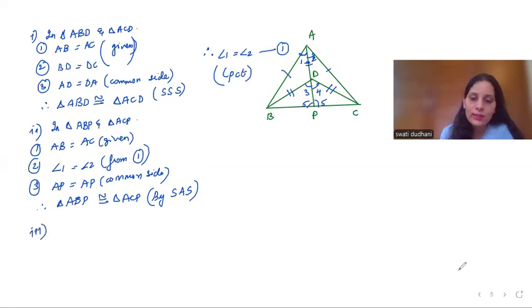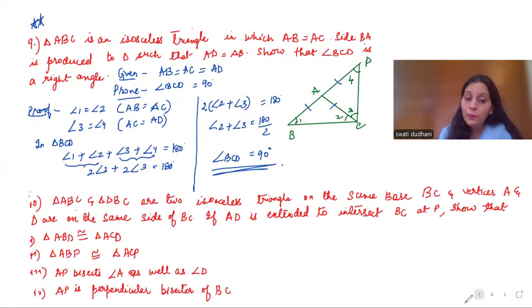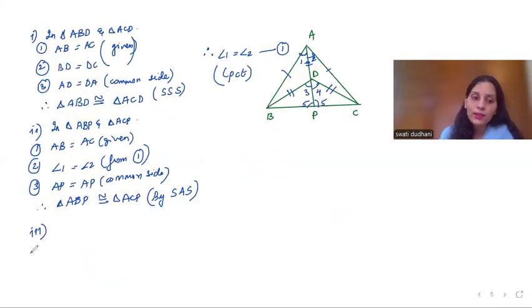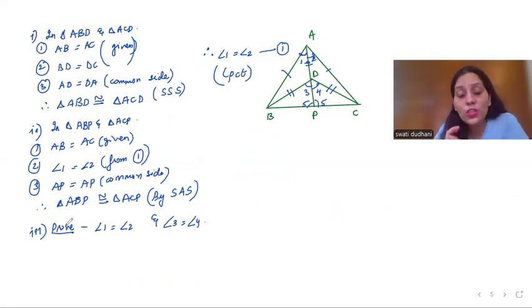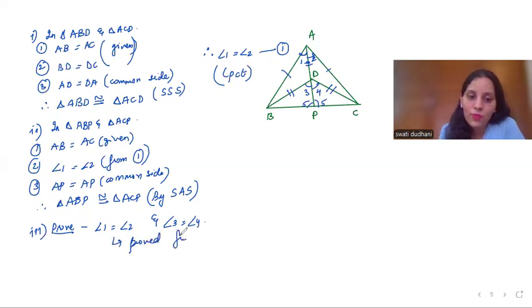Now the third question: AP bisects angle A as well as angle D. So what do we need to prove? AP bisects angle A as well as angle D. That means side AP is dividing the angle A and angle D in two equal parts. So we need to prove 1 equal to 2 and 3 equal to 4. Now, for this, what triangle we will consider is very important, which consists of both. So 1 equal to 2 we have already proved from the first part, right? So AP bisects angle A we have proved.